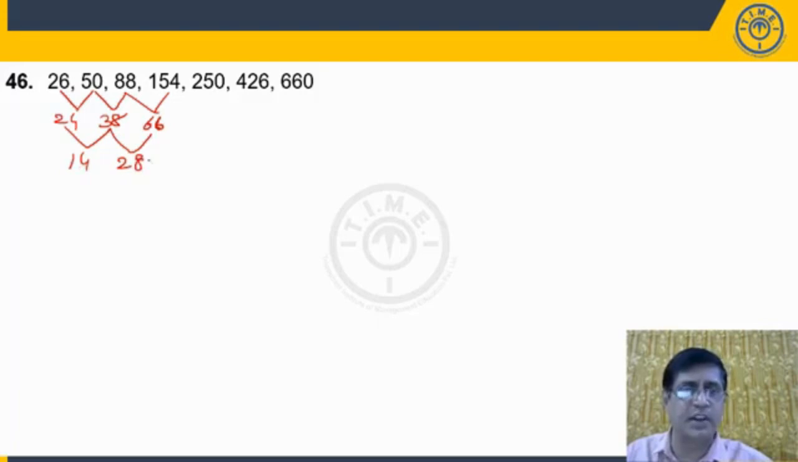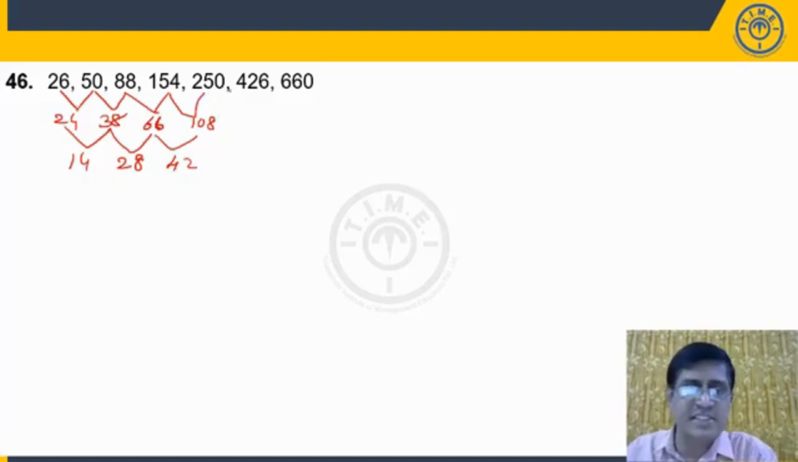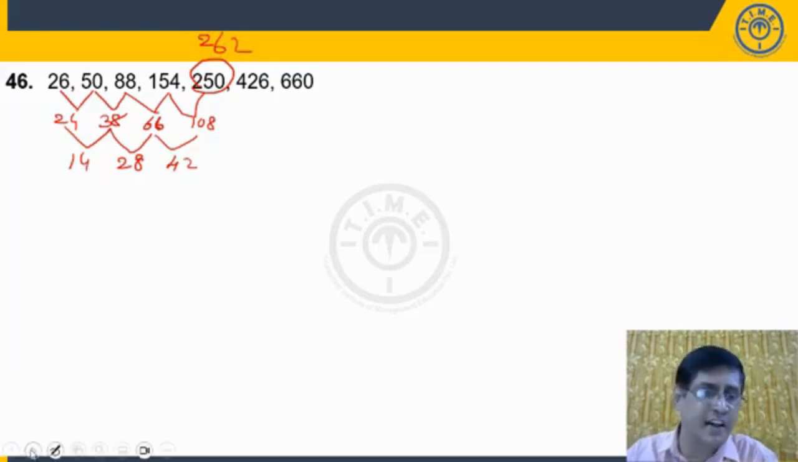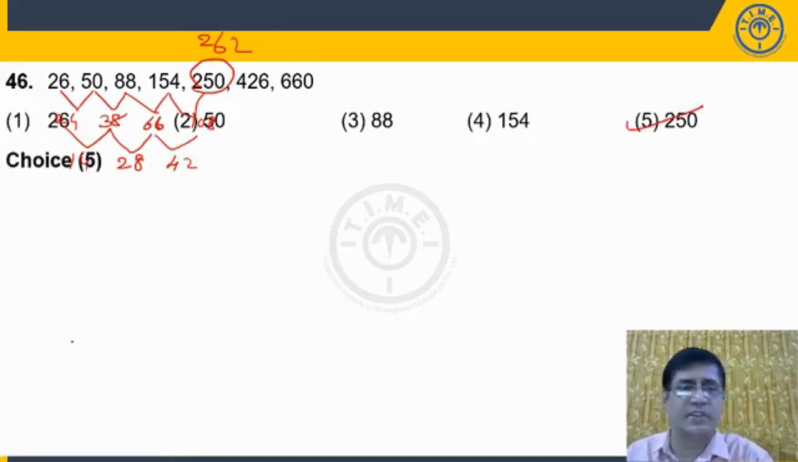Which is twice of 14. Similarly, when you observe here, it increases by 42. 66 plus 42, how much is it? 108. So just add 108. So what will you get? 262. So what is the right answer? Option number 5. Choice 5 is the right answer.